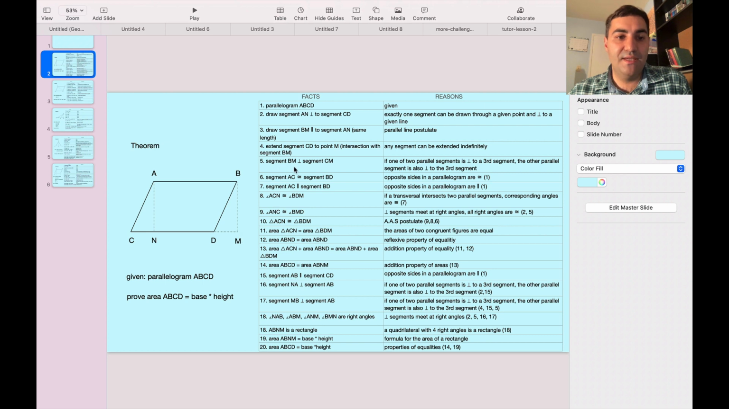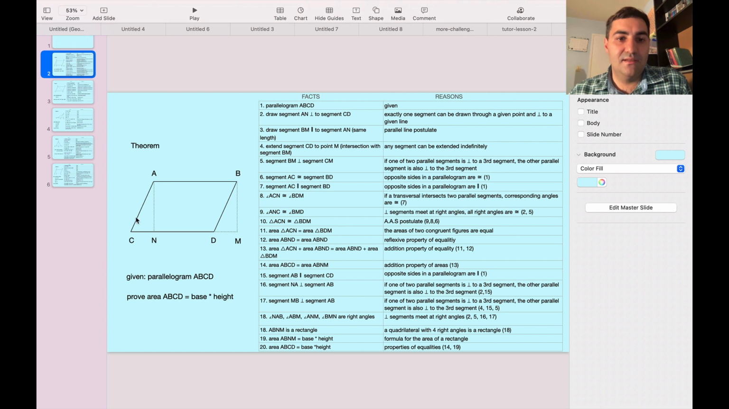And we know that segment BM is going to be perpendicular to segment CM. And we know this because if one of two parallel segments is perpendicular to a third segment, then the other parallel segment is also perpendicular to the third segment. So we know that segment AN is perpendicular to segment CM. We know that segment AN is parallel to segment BM. So since segment AN is perpendicular to segment CM, we know that segment BM is also going to be perpendicular to segment CM.